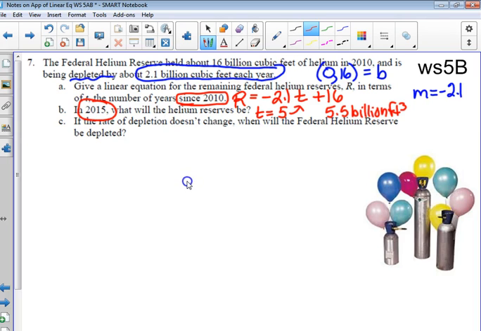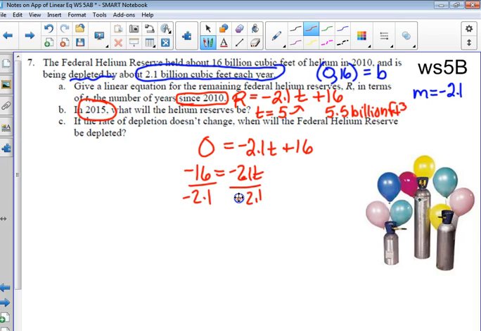Okay, if the rate of depletion doesn't change, when will the reserve be depleted? Well, I think we need a 0, but where do we need to put the 0? The reserve is 0, so it goes in as a y value. Yes, if we subtract 16 and divide by negative 2.1, I've lost my cursor again. Okay. Is it negative like 7 point something? Anybody remember? Or it's positive.